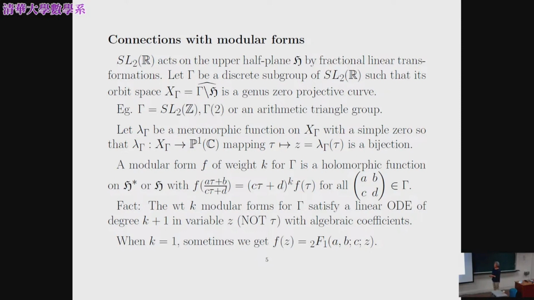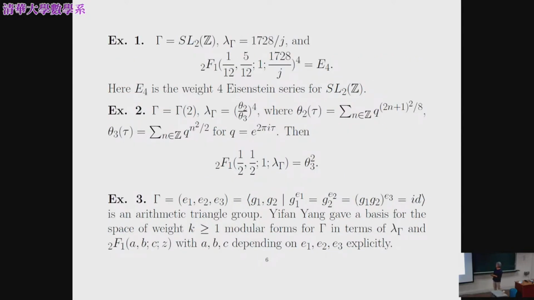So in particular, when k is equal to 1, we are looking at a linear ODE of degree 2. And if that ODE happens to be the hypergeometric differential equation, and if the initial conditions are correct, then we can express the weight 1 modular form as a 2F1 function. Okay. So I'll give you some examples.